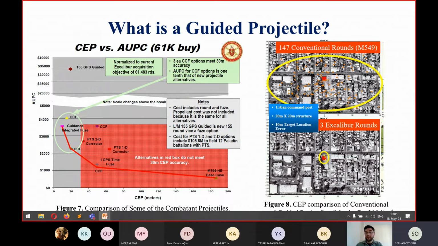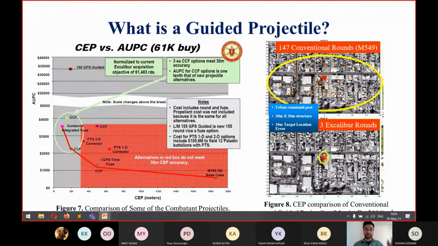That's an impact radius, right, John? Yes, yes. That's a neighborhood. Okay, it's not very clear, but it's a neighborhood, and those yellow circles or ellipses are the impact radius. This shows that we are aiming at this red square, and when we fire 3 Excalibur rounds, it drops here, approximately. But if we use a regular projectile, we have to fire 147 conventional rounds to achieve the same effects in this area.